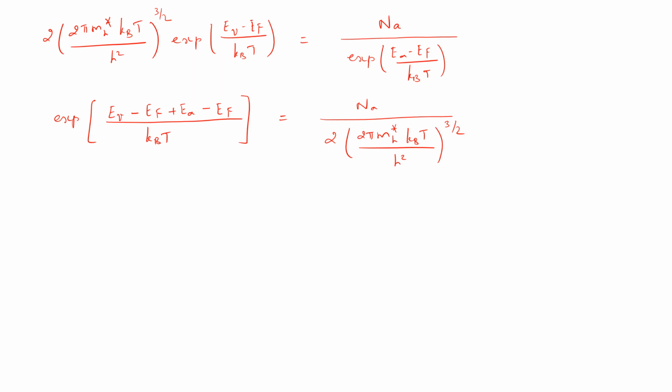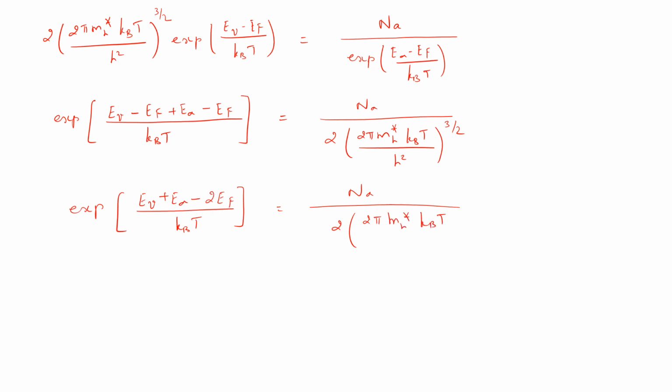So simplify this. Exponential denominator KBT, EV, I write EA and then add EF and EF, that is minus EF will become minus 2EF is equal to NA divided by 2 into 2 pi MH star KBT divided by H square whole power 3 by 2.